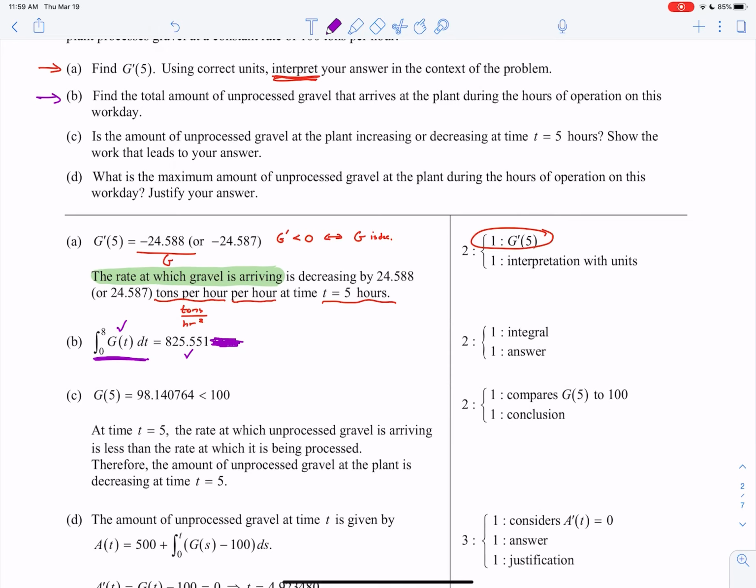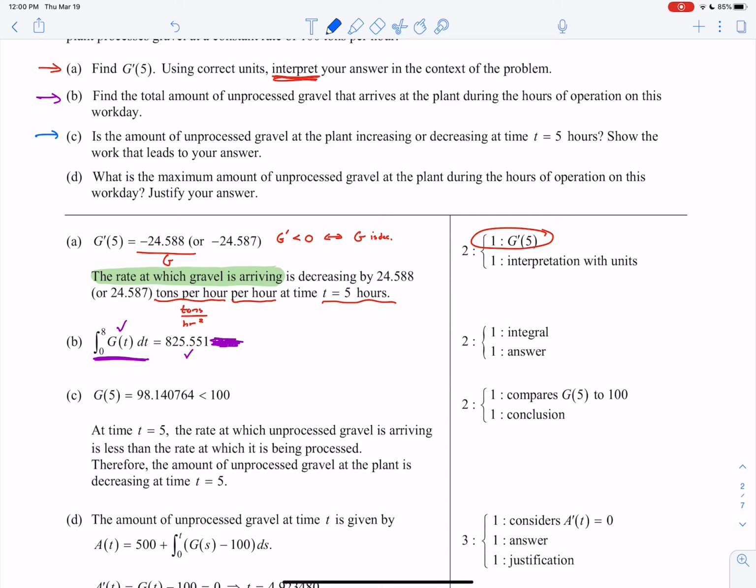Part C. Is the amount of unprocessed gravel at the plant increasing or decreasing? So the amount of unprocessed gravel. So notice how it doesn't say arrives or leaves. So it's just in general, the amount of unprocessed gravel. If we want to know if it's increasing or decreasing, we have to check its rates. Okay? Because if the rates are positive or negative, we will be able to tell if the amount of unprocessed gravel is increasing or decreasing.